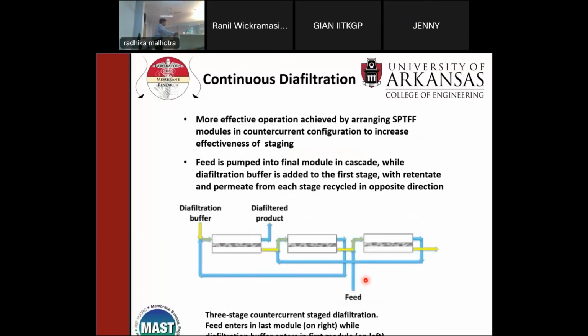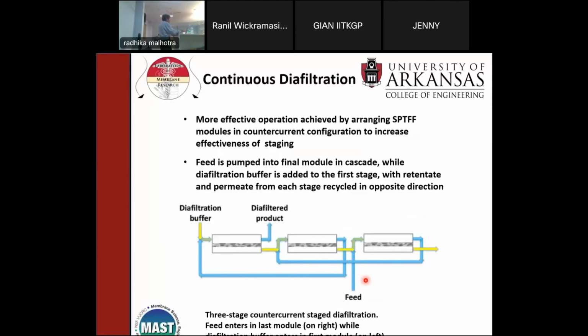So here's an idea that actually works very nicely. And for those of you who are chemical engineers, you should find this actually very logical. More effective operation achieved by arranging single pass tangential flow filtration modules in countercurrent configuration to increase effectiveness of staging. Remember, countercurrent extraction or countercurrent any of these processes always is more efficient, right? We learned that in undergraduate classes, right? In unit ops and things like this. Feed is pumped into final module in a cascade, while diafiltration buffer is added to the first stage with retentate and permeate from the stage recycled in the opposite direction.